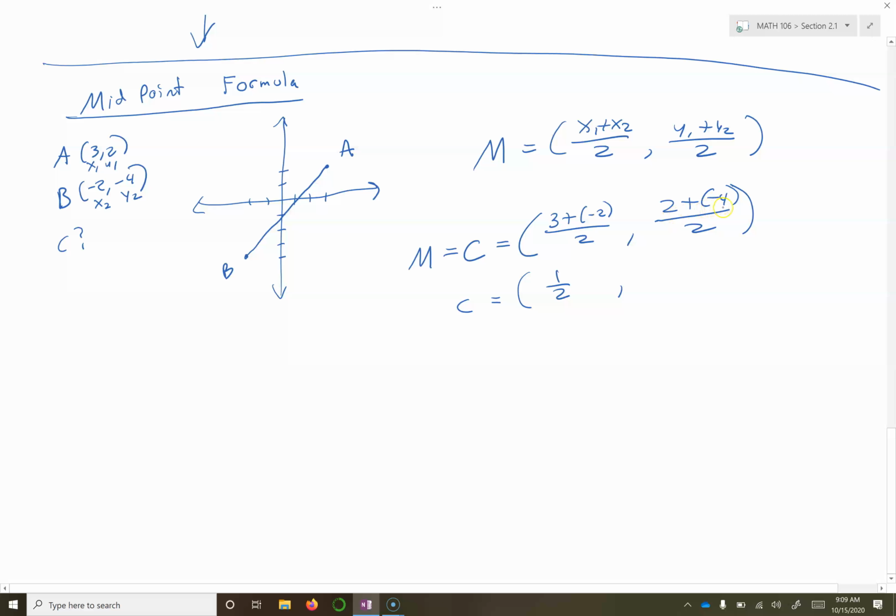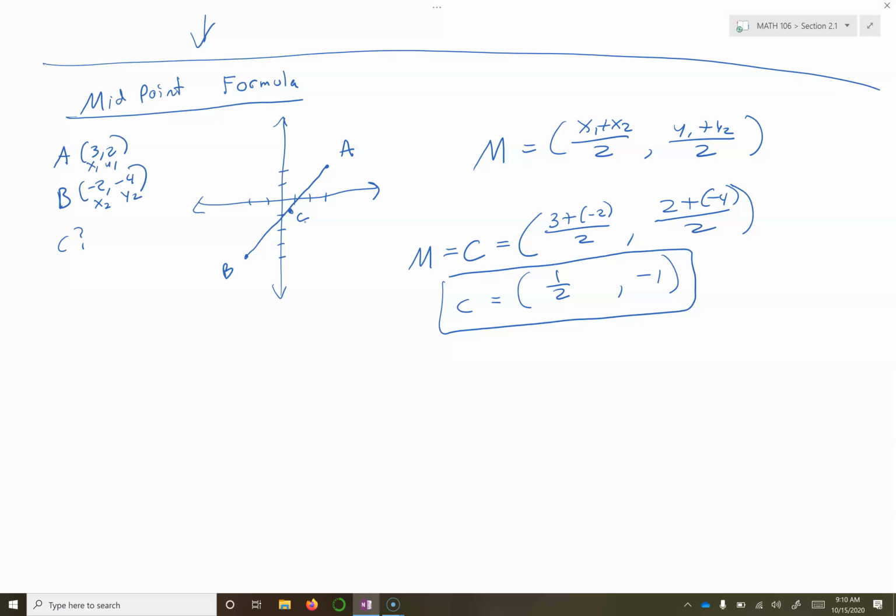Comma 2 plus -4, which is -2 over 2, is -1. So there's our midpoint, 1/2, -1. And again, I'm sketching it, so if you want, I'm kind of close to that, right? This would be where C is. It's the midpoint between those two points.